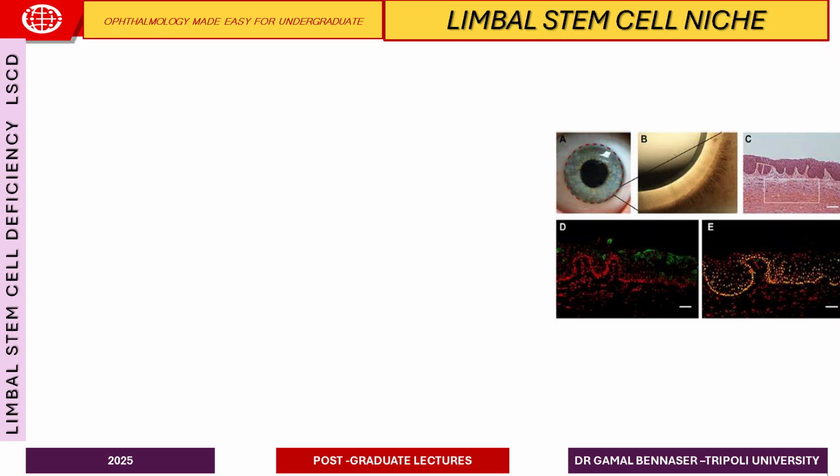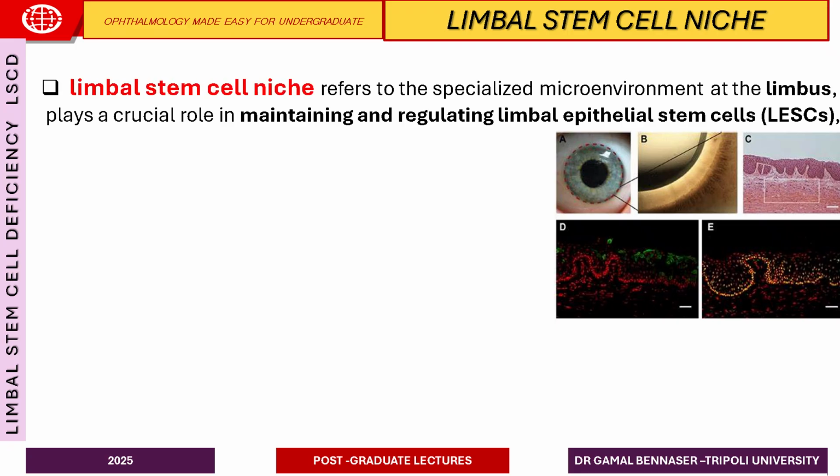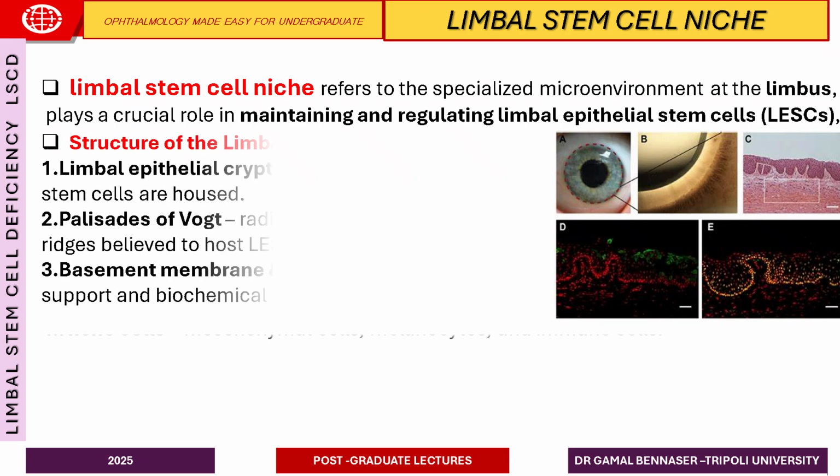Now, to complete the detailed anatomy of the limbal area, and in the context of the limbal stem cells, we shouldn't forget to mention the limbal stem cell niche from a histological point of view. This definition is very important for us when we plan for ex vivo expansion of these cells. The limbal stem cell niche refers to the specialized microenvironment present at the limbus, which plays an important role in maintaining and regulating limbal epithelial stem cell proliferation.